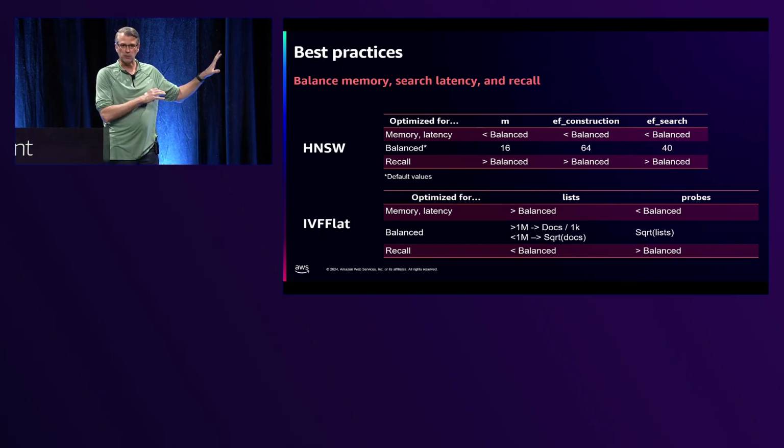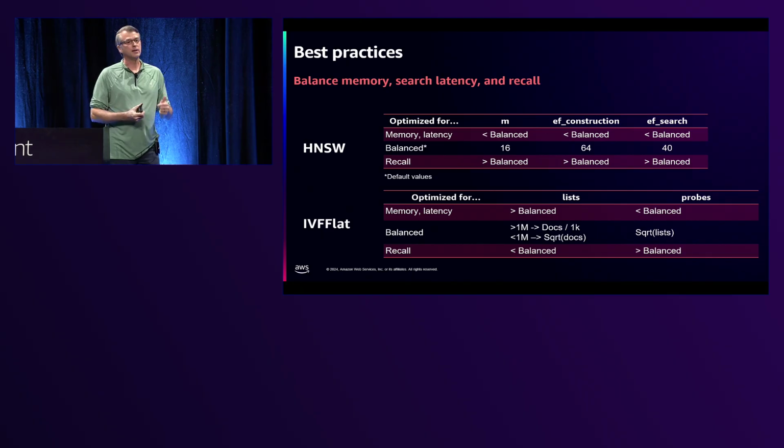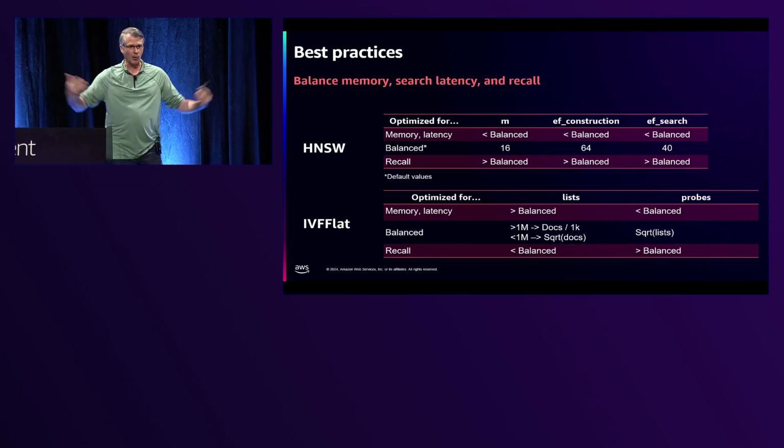All right, again, recall may suffer, but in this scenario, you're trying to reduce your resource utilization, your memory, and your latency. On the other hand, if I need better recall, well, reduce the number of lists. Now I have more items in each list, but increase the number of probes. So more lists of more items is a good way to think of it.